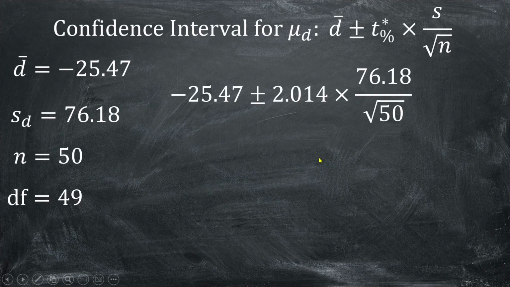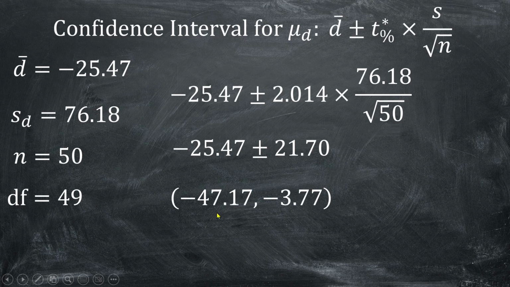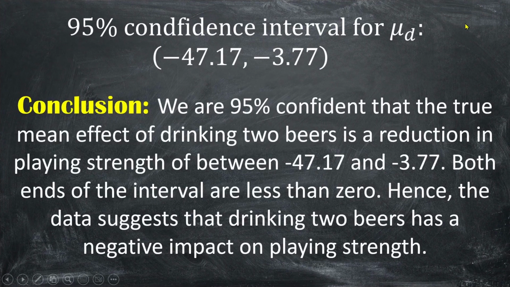So here we go. We take the observed difference. This is the point estimate for that population mean difference, plus or minus our critical value multiplied by the standard error of d bar. So calculating this, we get a margin of error of 21.7, and then we can get the endpoints of the confidence interval. So fairly straightforward, I think. And now we can make a conclusion.